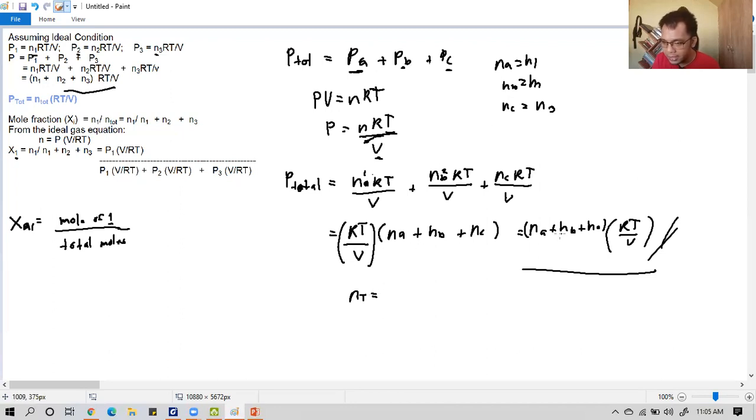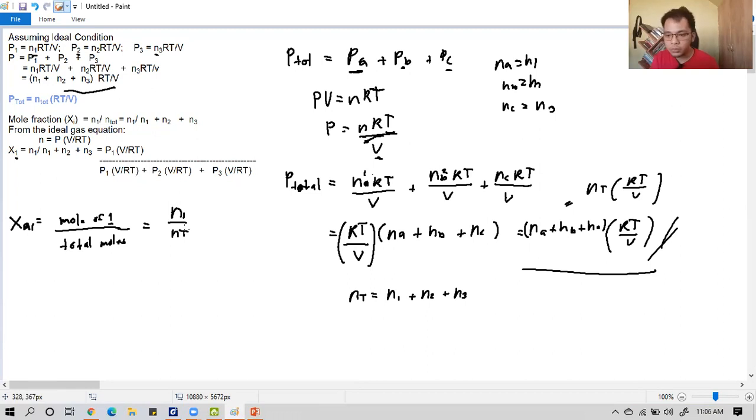So the n total, if we express this to another equation, we have nT or the n total all over RT over V. So where nT is the moles of the n1 plus n2 plus n3. Huwag kayo malilito because the nA is equal to n1. Nag-confirm lang tayo sa PowerPoint ito. So, that's the nT. So, therefore, it is ang expression ng ating mole fraction. Balik tayo dito. n1 all over nT.